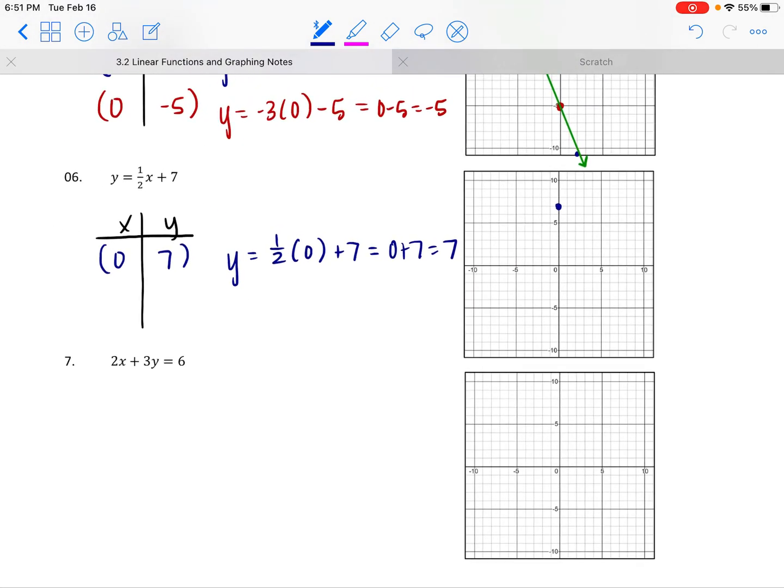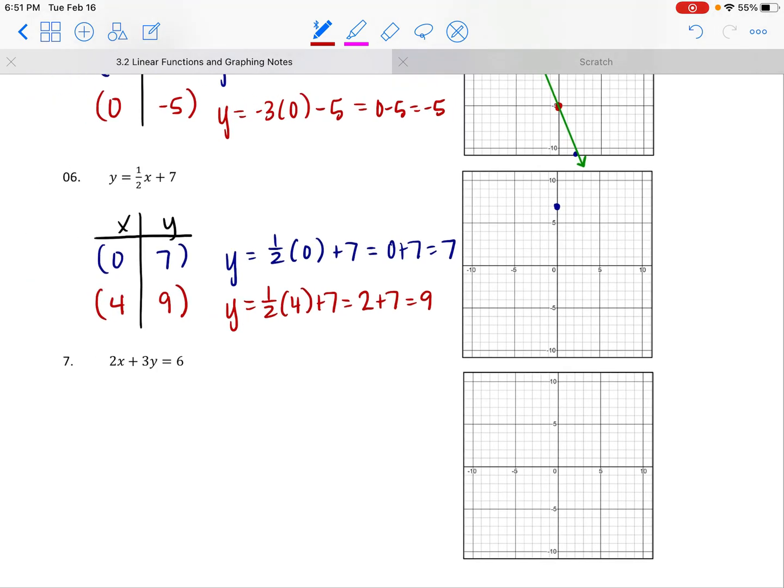And then the second one I pick, again, I want to be a little strategic. I can pick whatever I want for x, but I don't know if I want to put an odd number in there, because taking half of an odd number isn't going to work so nicely. So I'm going to pick a nice even number like 4. If I plug 4 in, half of 4 I can do, right? Half of 4 is going to be 2, and when I add that to 7, I get 9. So (4, 9) is going to be another point on my graph.